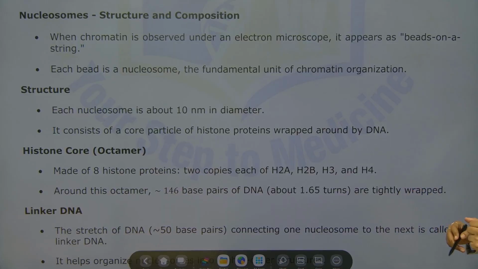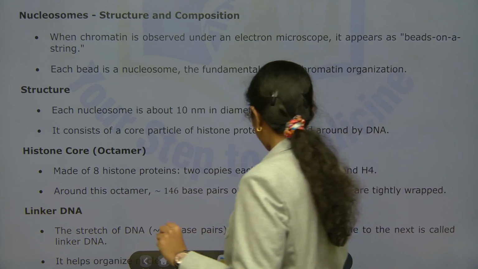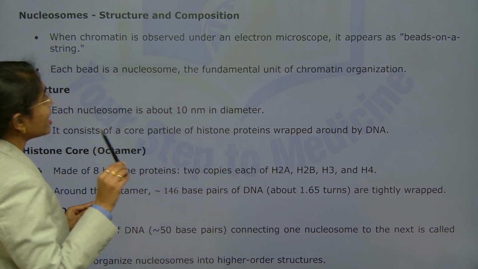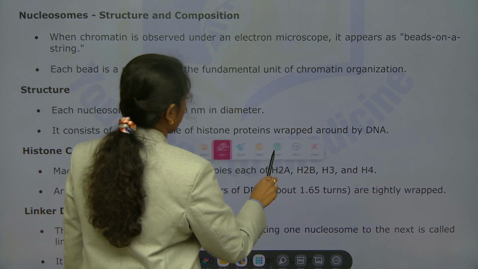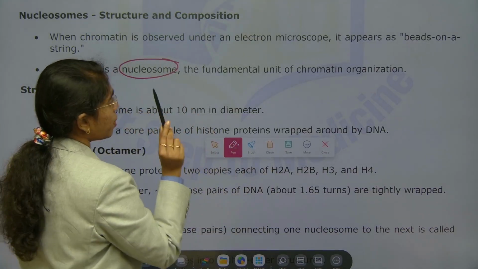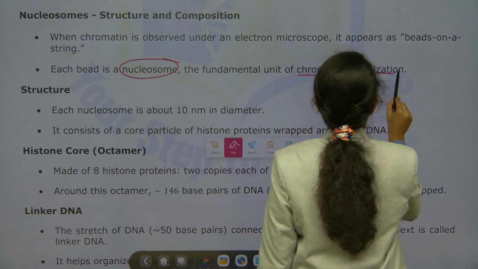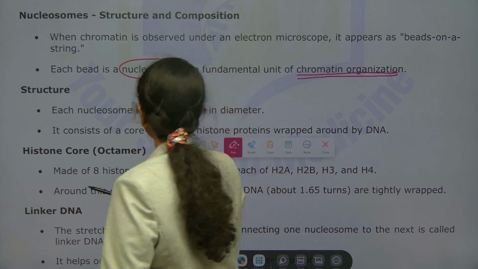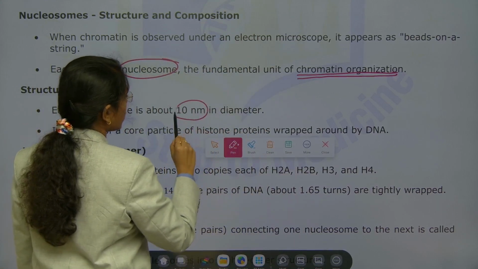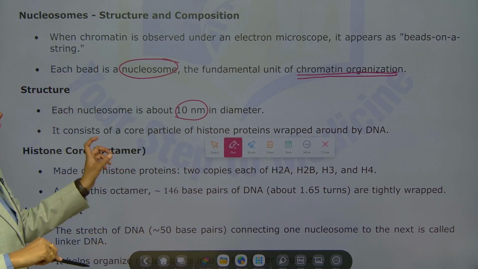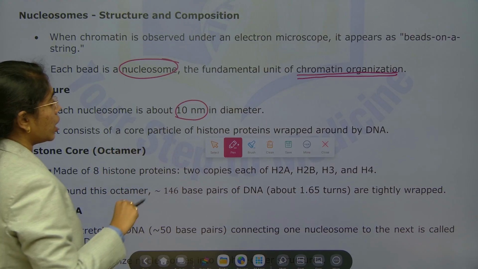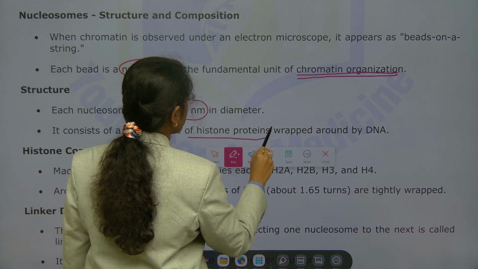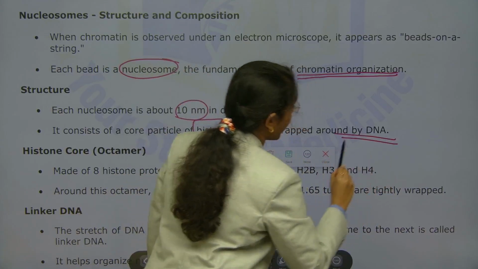Nucleosomes, their structure and composition. When chromatin is observed under an electron microscope, it appears as what? Beads on string model. Each bead is a nucleosome here, the fundamental unit of chromatin organization. If you see the structure, each nucleosome is about 10 nanometers in diameter. It consists of a core particle of histone proteins which is wrapped around by DNA.